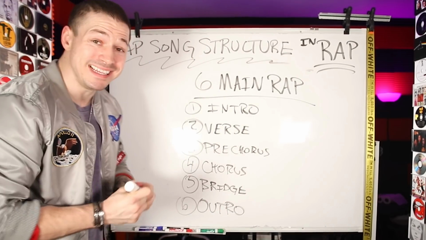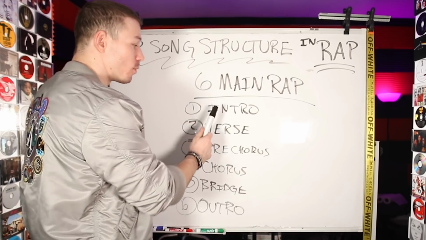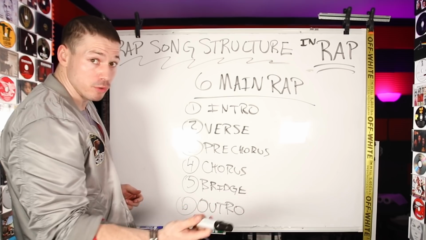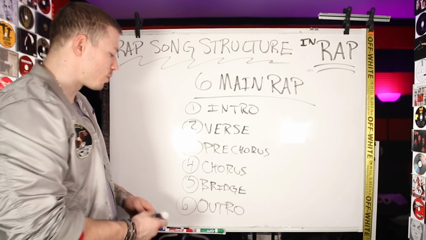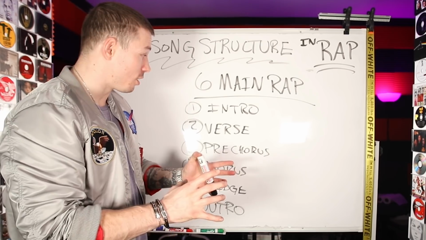All right, the 6 main pieces of a rap song's arrangement, as well as all popular music in general right now, is number one, you have an intro. Number 2 is verses. Number 3 is pre-chorus or post-chorus and or both. Number 4 is chorus. Number 5 is bridge. And number 6 is outro. Now I'm gonna explain to you why each one of these individually are extremely important.